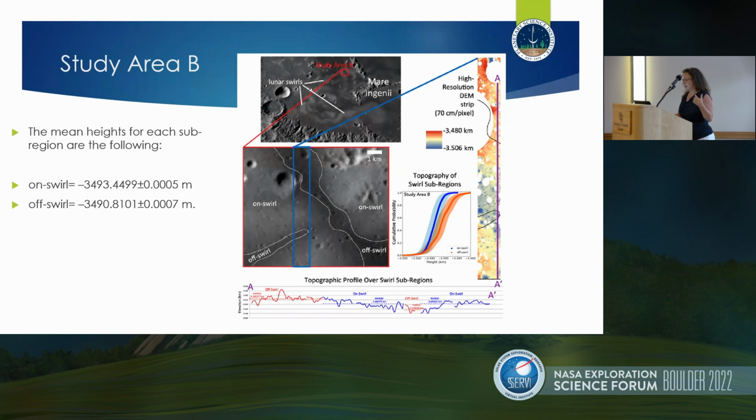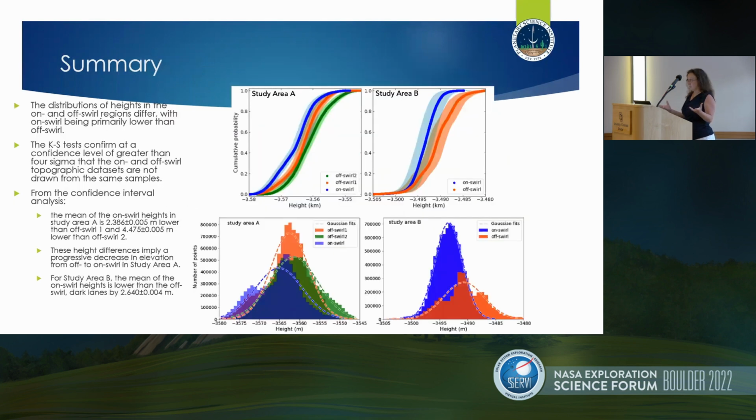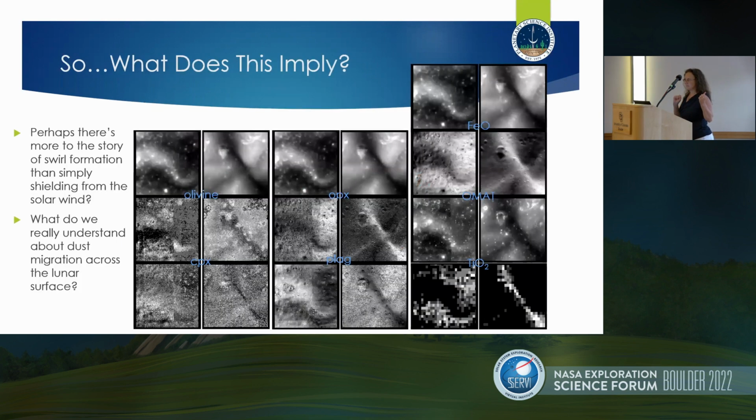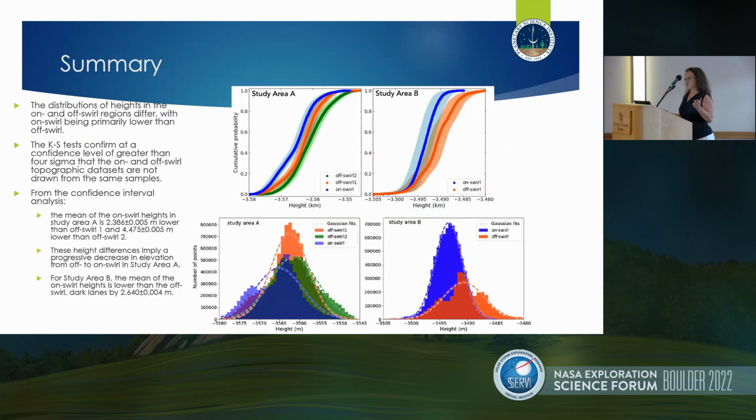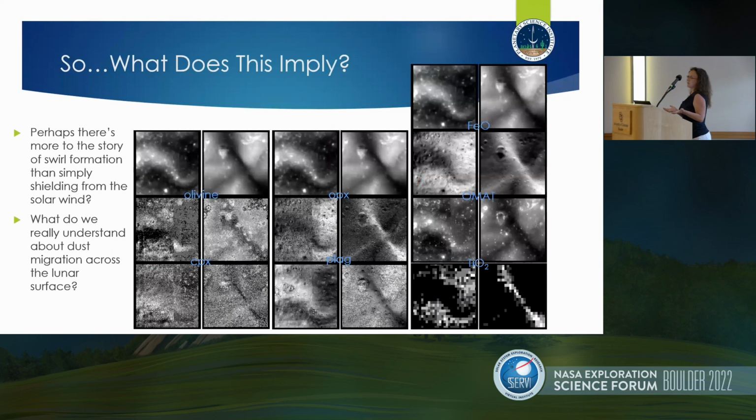Thank you, Jacob. So in summary, we are seeing in these two swirl regions a difference in topography that's correlated with on versus off swirl. So now the question becomes, well, okay, you've got two examples. Show me more. Oh, well, let me back up a minute. So once again, why do we care? It is a clue as to the formation processes for these swirl regions.